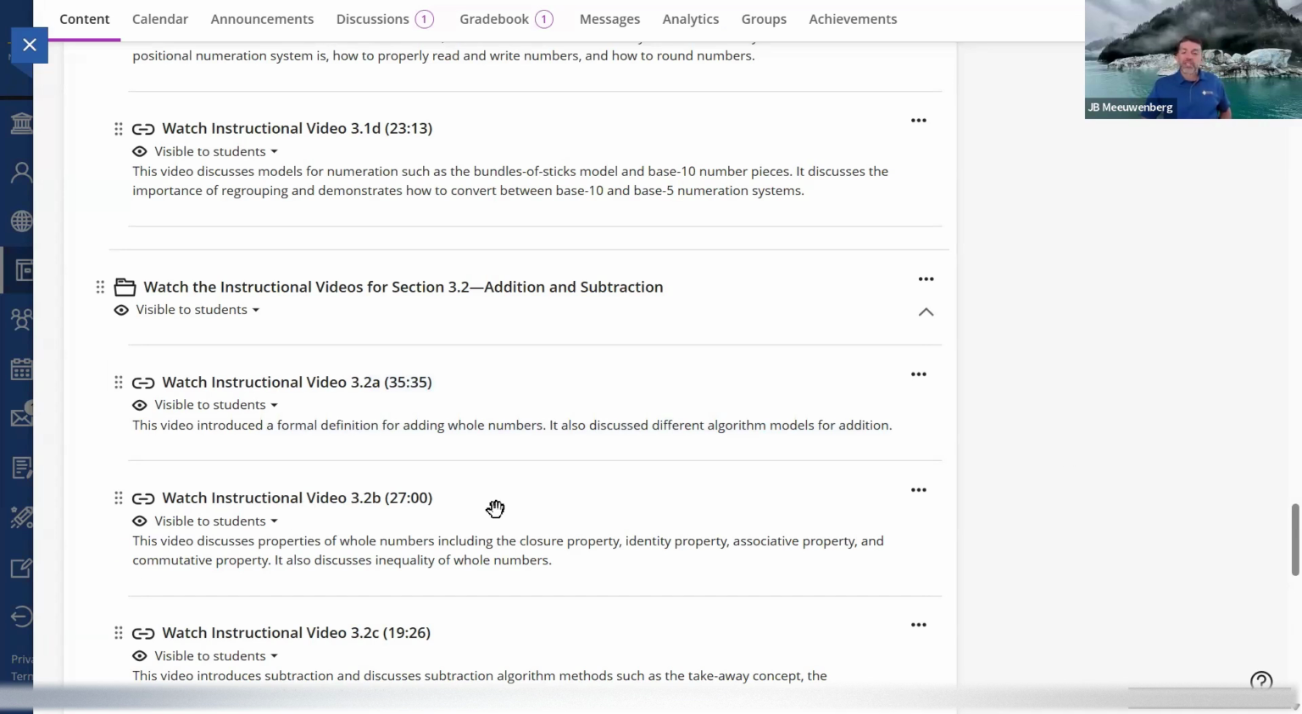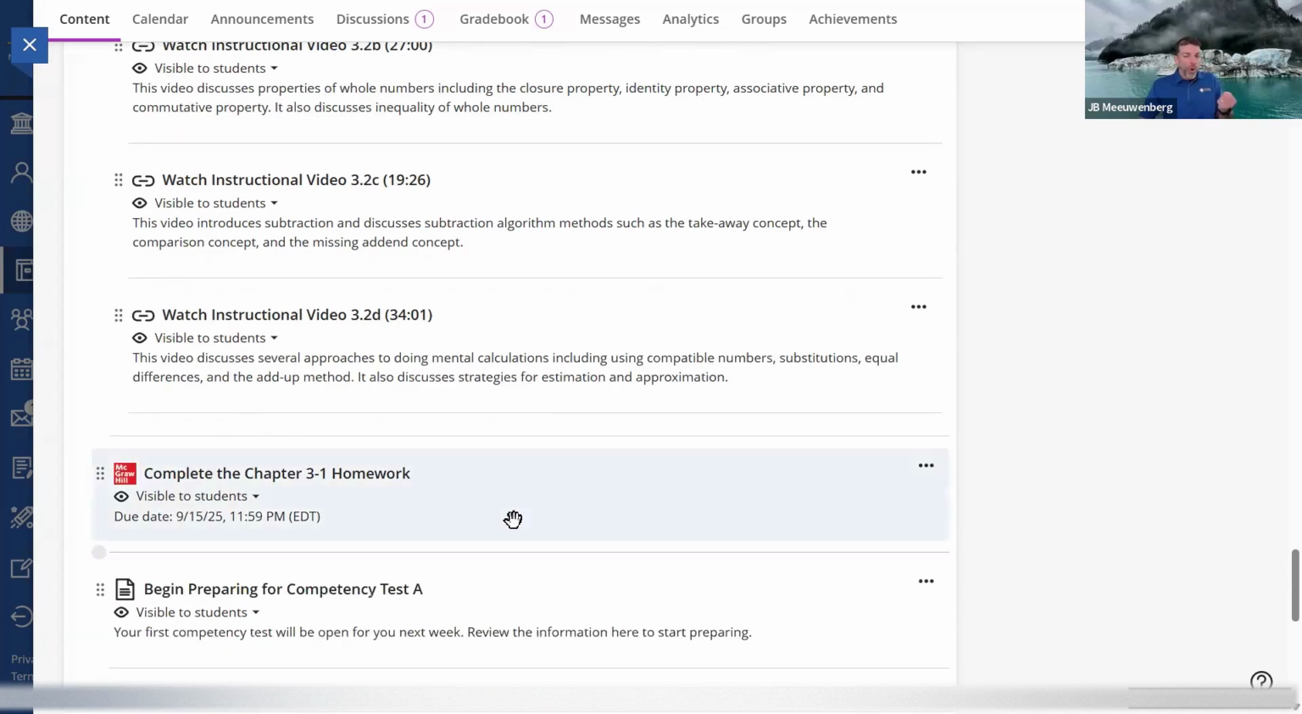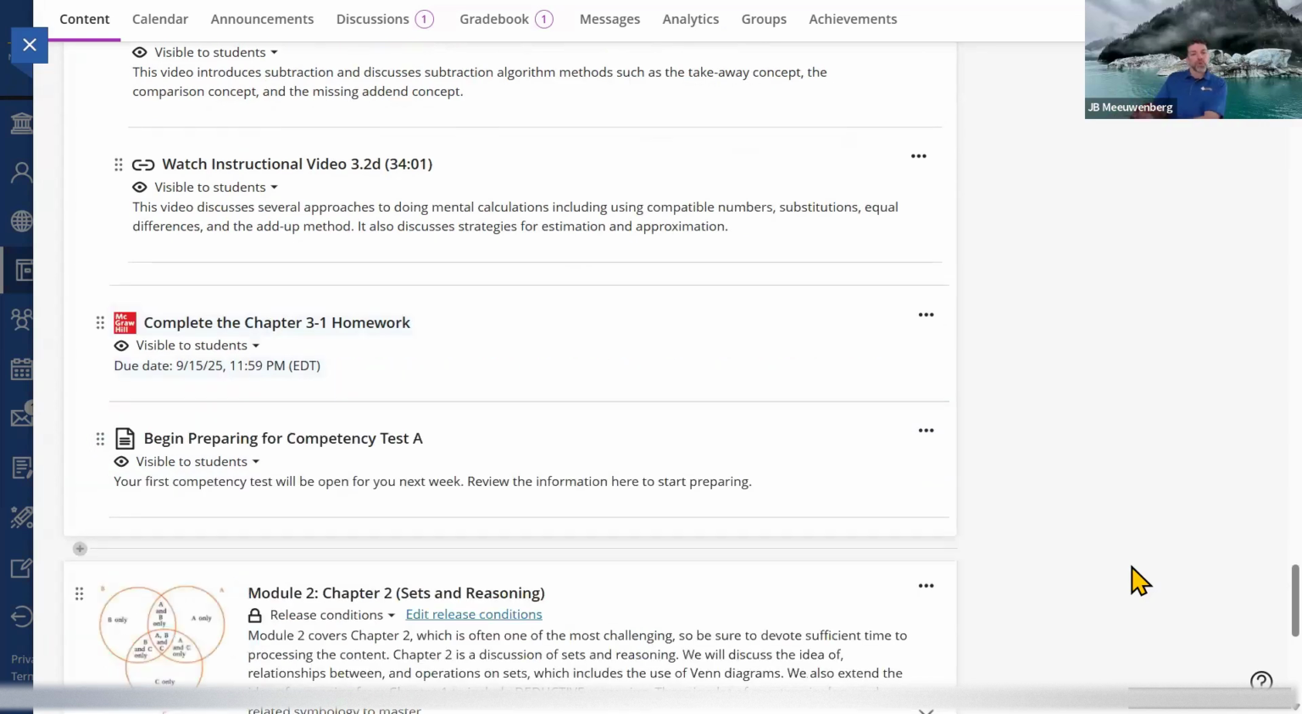Once you complete those, you're going to work on that chapter 3, part 1 homework assignment covering those first two sections. Finally, we see our first talk about a competency test. Now, you're not doing that this week, but I'm giving you some information so you can start preparing for that first competency test. Remember, there are going to be 5 of those in total.